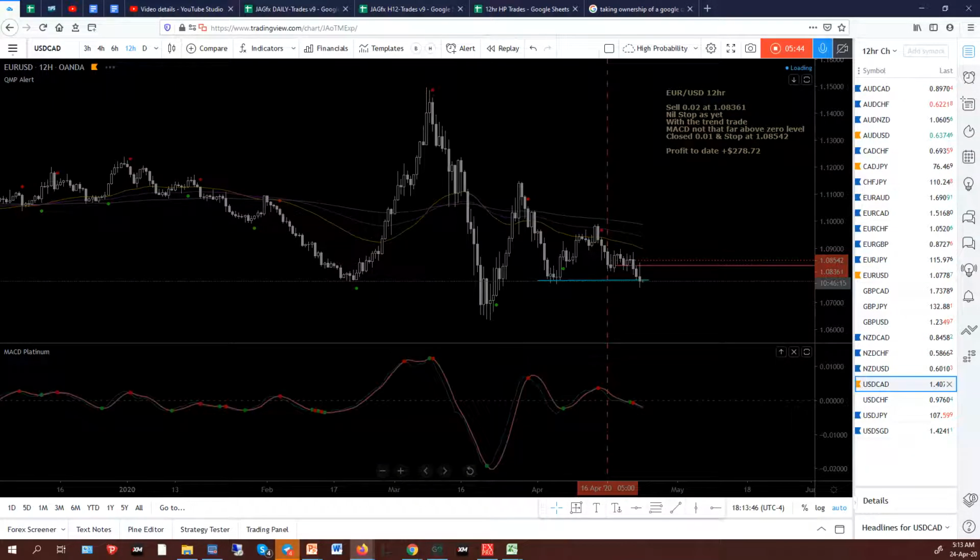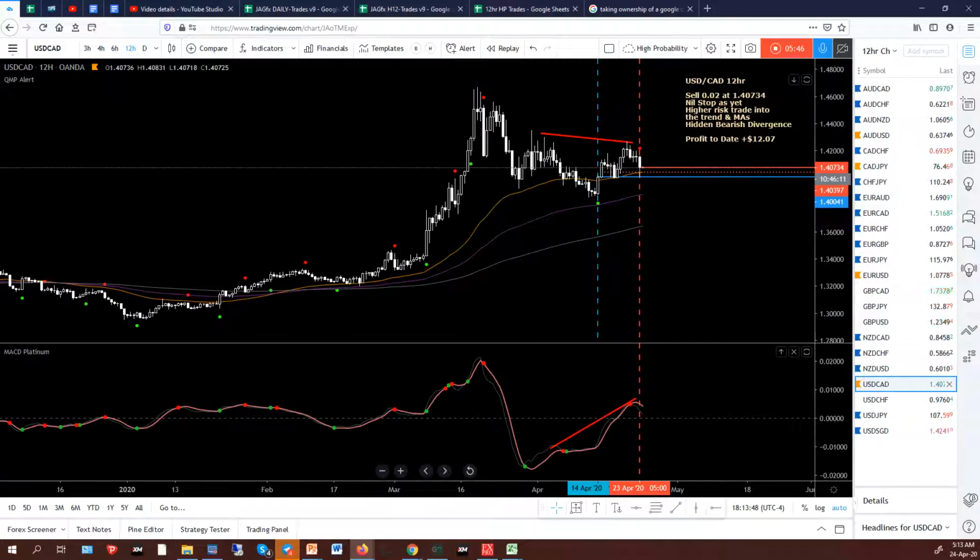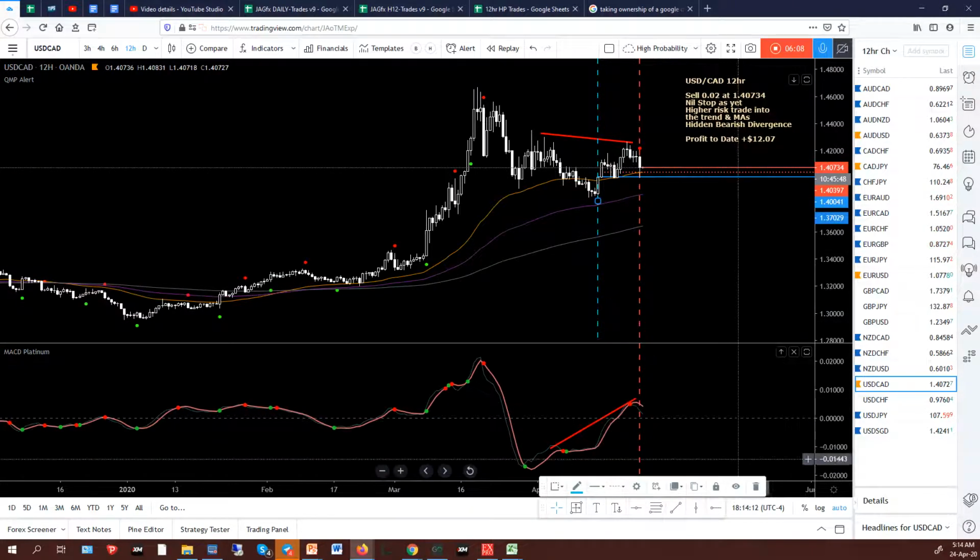And finally, USDCAD. Now, I was in a buy here, went up, I closed half, I believe, and I put a stop in place. This stop was taken out last night, so my remaining buy has been stopped out. I just leave the lines on the charts to show you where the stop was and where the trade was. So that's all done, so I can get rid of that now.